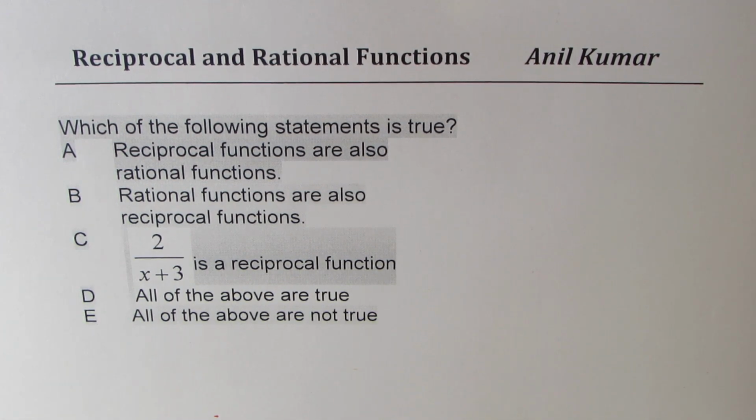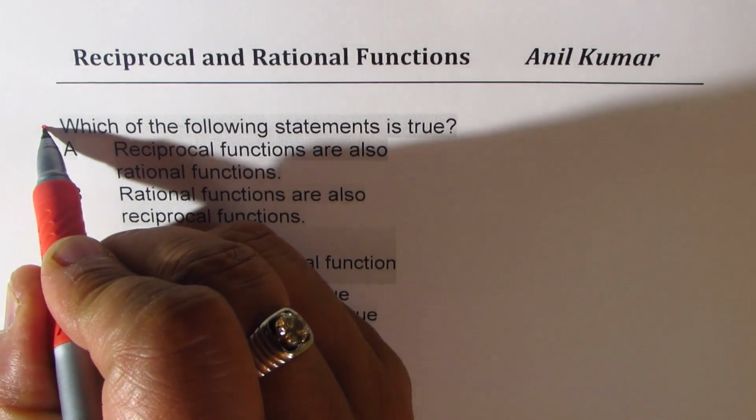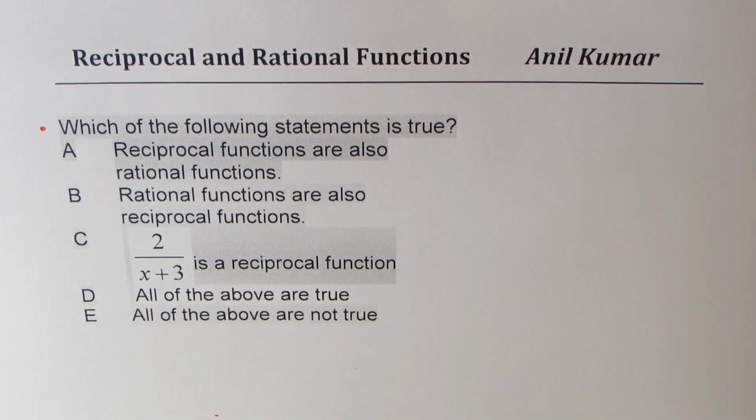The first question here is, which of the following statements is true? A. Reciprocal functions are also rational functions. B. Rational functions are also reciprocal functions. C. 2 over x plus 3 is a reciprocal function. D. All the above are true. E. All the above are not true. So we have these five statements here.